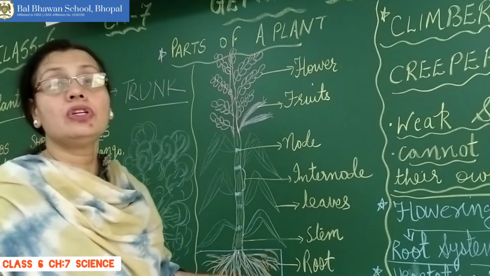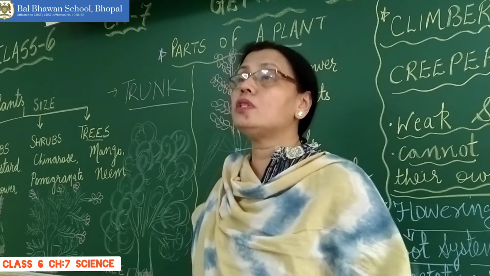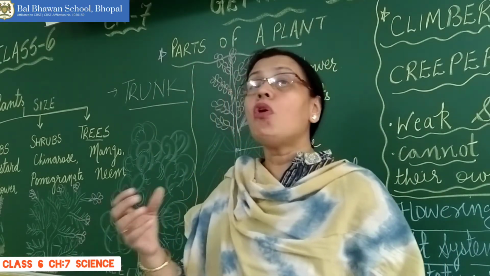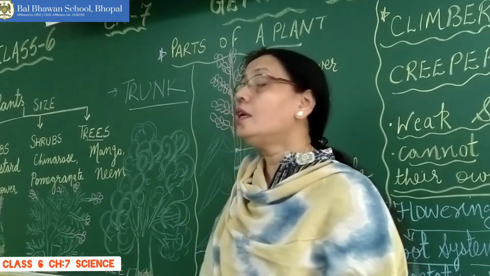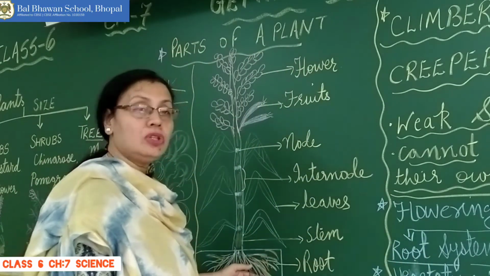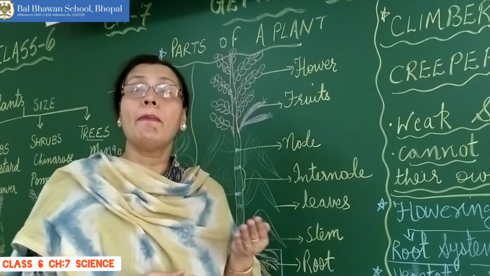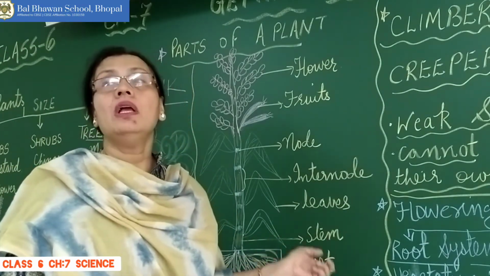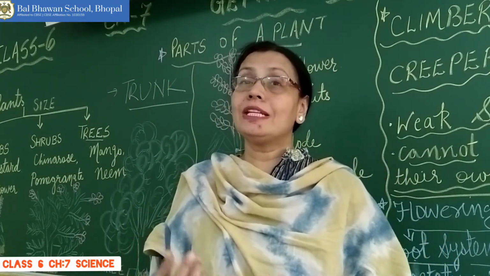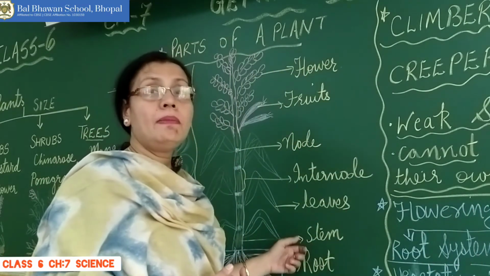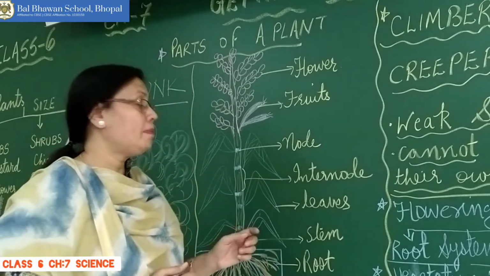Now coming to the function of root. Children, root provides anchorage to the plant. If root is not there, the plant will not be in its position. That is, root fixes the plant to its place. It holds the plant in its position. Coming to the next part, that is the stem. That part of the plant which is above the soil is called the stem. Stem is just like the backbone in a human being. Just like a backbone helps us stand erect, in the same way the stem helps in keeping the plant erect. If stem is not there, the plant will not be erect.